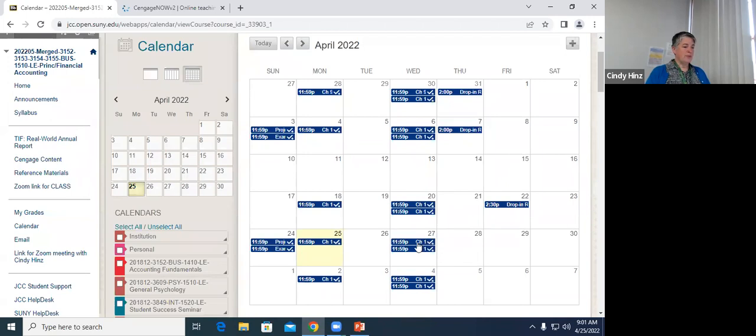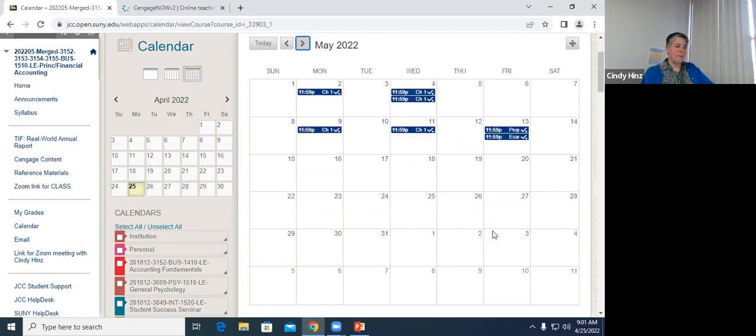Then the Chapter 12 problem should be submitted on Wednesday, and on Wednesday we will start Chapter 13 on the cash flow statement. We'll finish that on May 2nd, cover Chapter 14 on May 4th and the 9th, and the 9th is the last regular class day where we'll be covering new material.